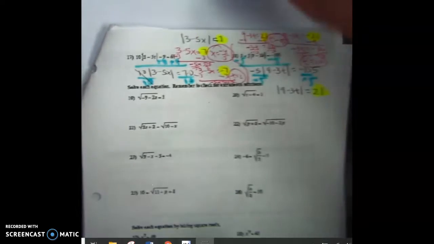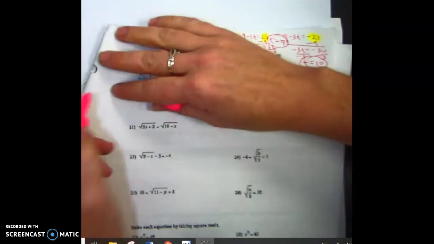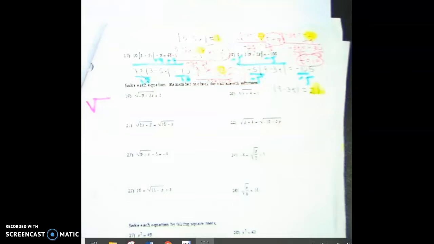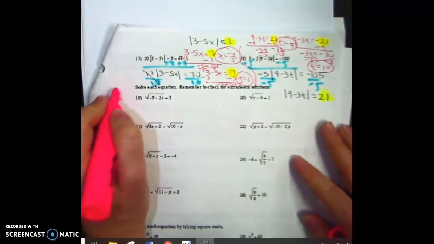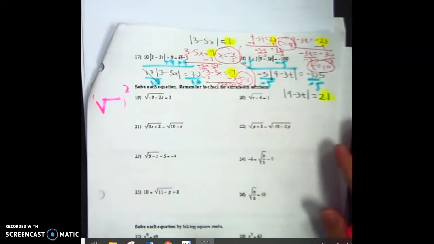So this section is all about square root. And the way you get rid of a square root, you square it. So let me zoom in and let's get this started.